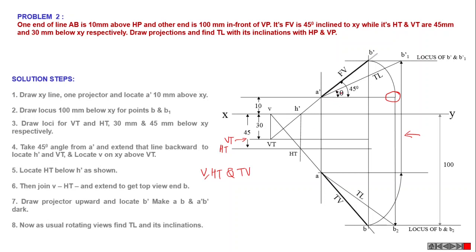This angle will become theta, the true inclination with HP, and the angle between true length in plan and xy line becomes phi, the true inclination with VP. We found out the true length along with theta and phi, the true inclination with HP and true inclination with VP. This is all about the second problem. We have completed the entire orthographic projection.